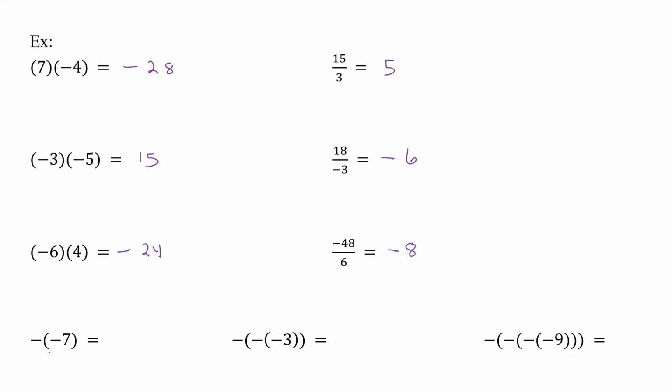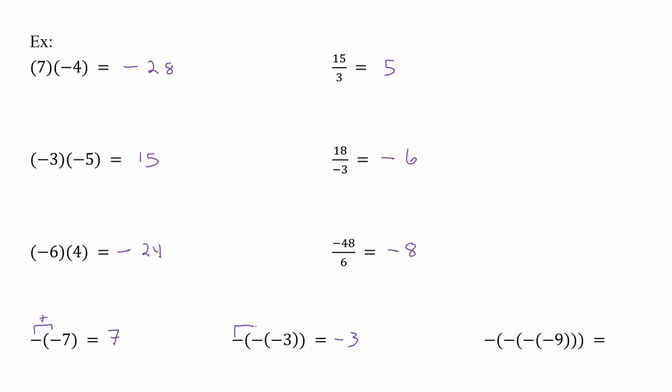Now we go back to evens and odds. So here we have the opposite of the negative 7. So that's going to be negative times negative. That's positive. So that's just going to give us 7. We have an even number here. Well, here if we look at the number of negative signs, we have 1, 2, 3. So it's an odd number. So we know our answer is going to be a negative 3.